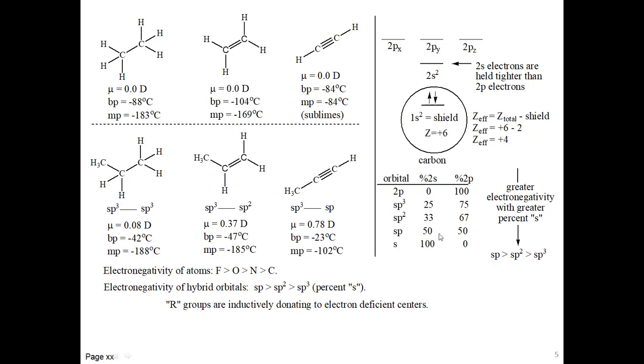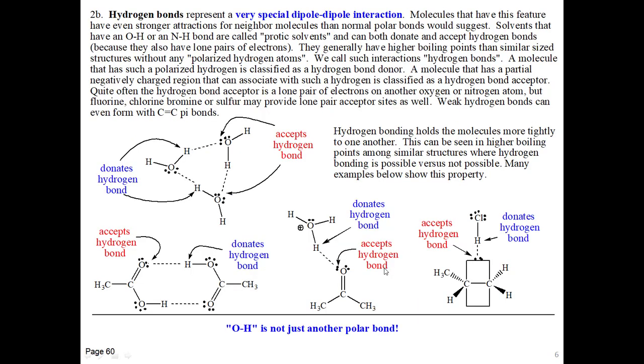Okay, so these are the hybrid orbitals that we see in organic chemistry. It doesn't really make any difference which atom you're talking about. Carbon, nitrogen, oxygen, whichever one it is. The more percent s you have, the more electronegative that orbital will be. Okay, so this is kind of a subtle thing. We're going to come back and see this in acid-base chemistry. We'll see this all over again.